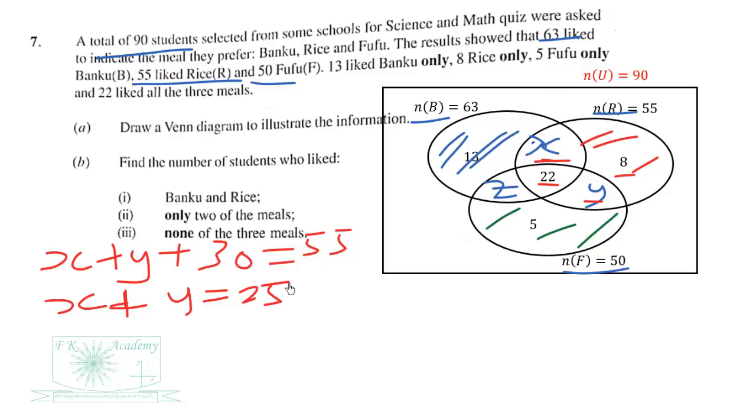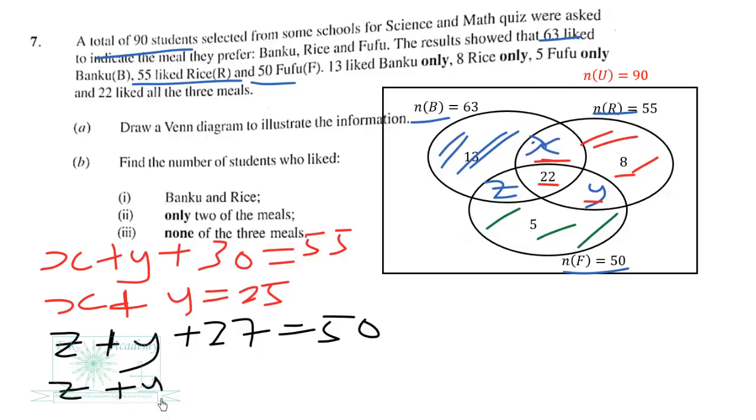Then again, when we take the set for Fufu, we have z plus y plus 5 plus 22, 27 is equal to 50. So z plus y will be equal to 50 minus 27, that will be 23. We can leave it like this. We have second equation here. We have a first equation here.